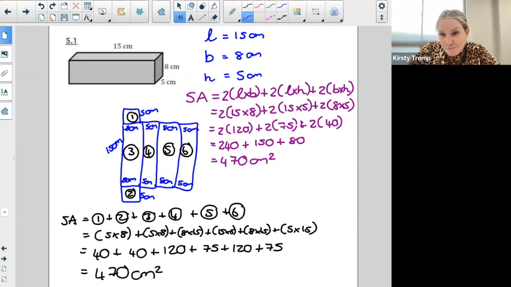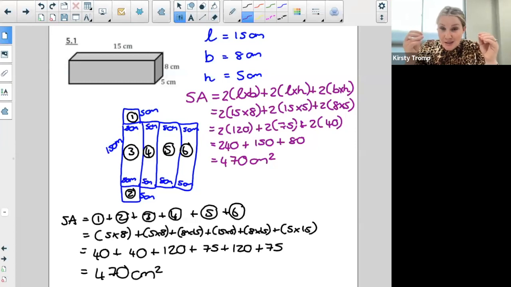I don't really like drawing nets, so I like doing it this way. But if you like drawing the nets and you like to see it in a picture, then drawing it in a picture is absolutely fine. Doing it in the picture way is fine. Doing it in the formula way is also fine. Either way you want to do it is perfectly fine, guys.